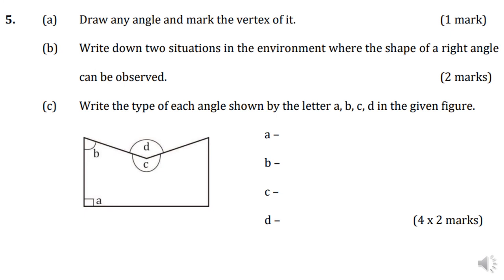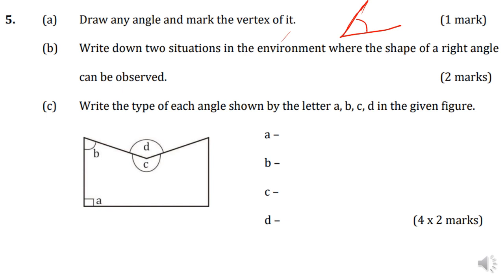In this one, draw any angle and mark the vertex of it. So draw any angle and mark the vertex of it. You can draw any angle, something like this, and this is the vertex, right? You can just mark the angle like this. So you can do it this way, right? Let's go here. I will show you how to do this. When you draw it, you can draw something and mark this. You can use the ruler.